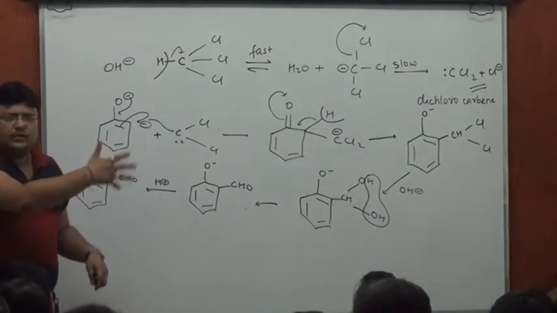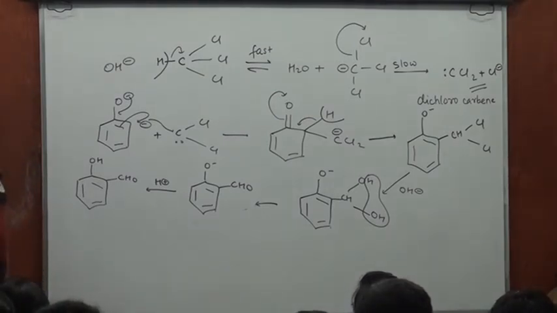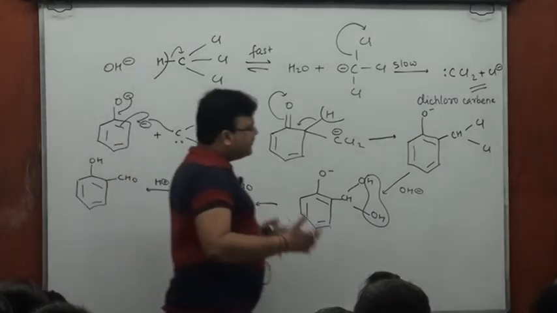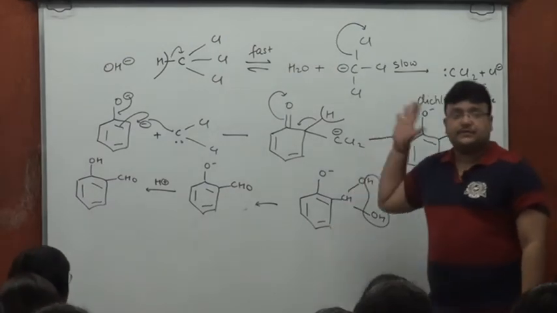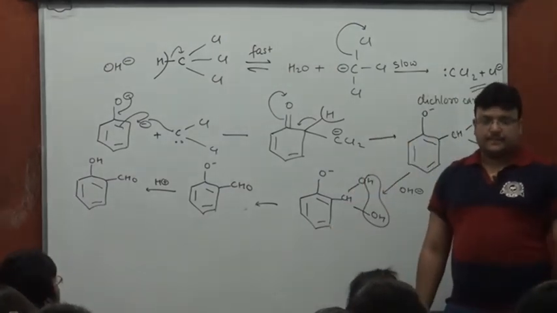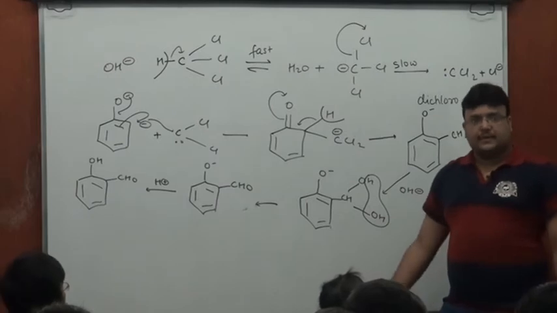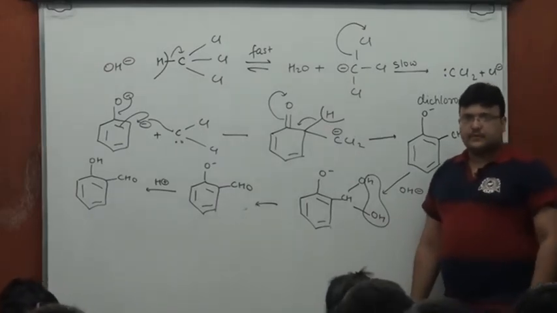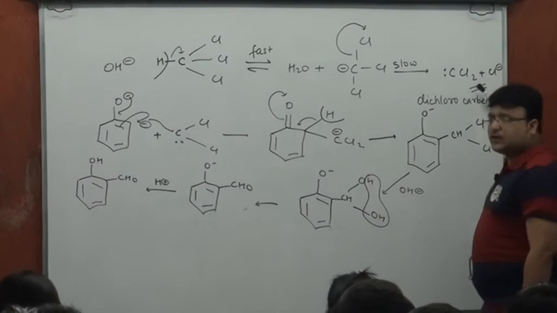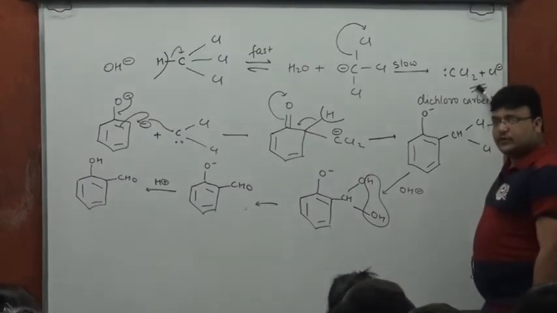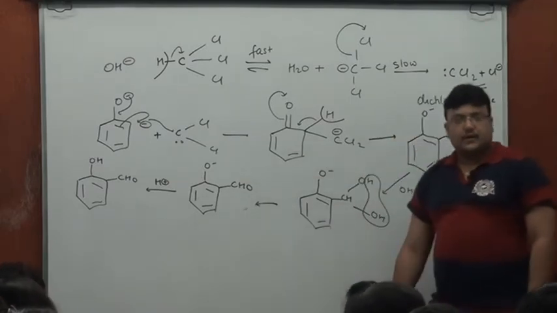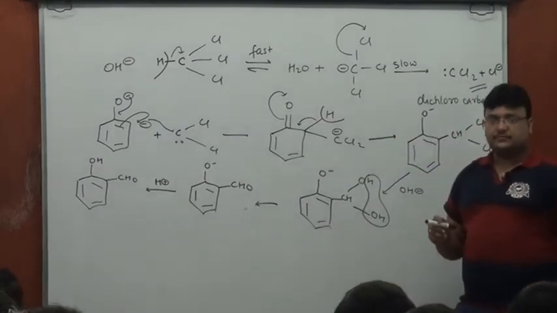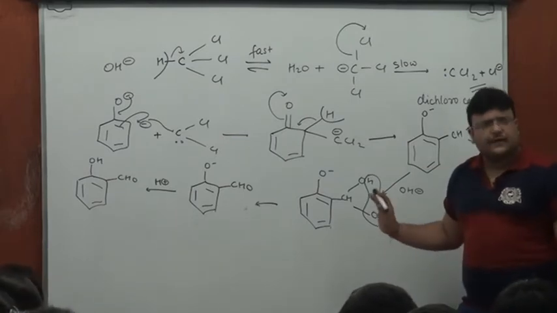Alright, so you'll want to recall all these steps, and then with the help of some very common illustrations and some particular cases, we'll be able to establish the mechanism. But this is how the basic mechanism is proposed, where the electrophile is dichlorocarbene, which can attack at the ortho as well as para position, and that explains how salicylaldehyde and the para isomer is obtained. Any problem? We are fine with this.